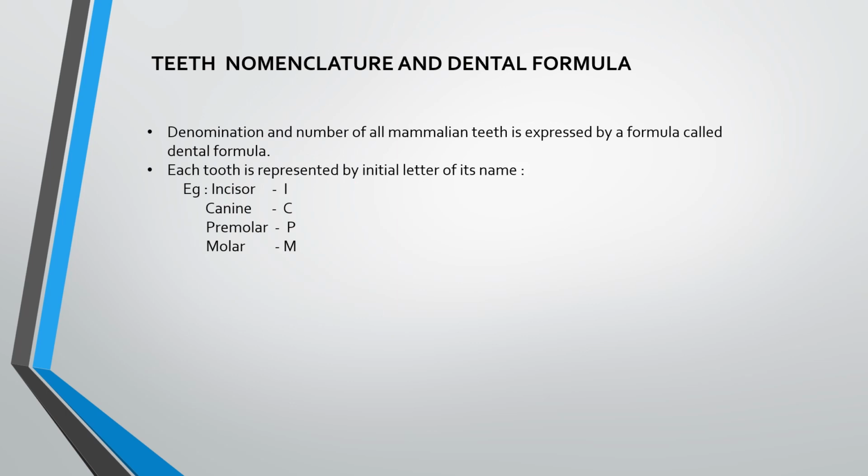Teeth nomenclature and dental formula. Denomination and number of all mammalian teeth is expressed by a formula called dental formula. Each tooth is represented by the initial letter of its name. Incisor is represented as I, canine is represented as C, premolar is represented as P, and molars are represented as M.